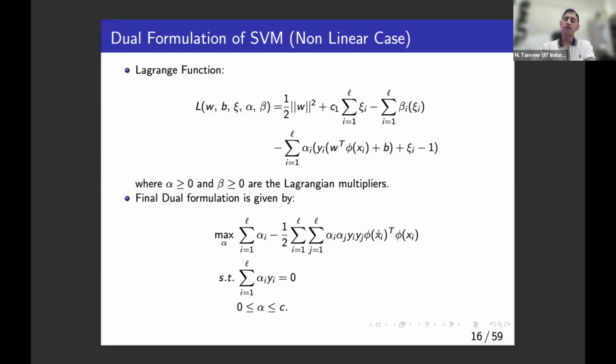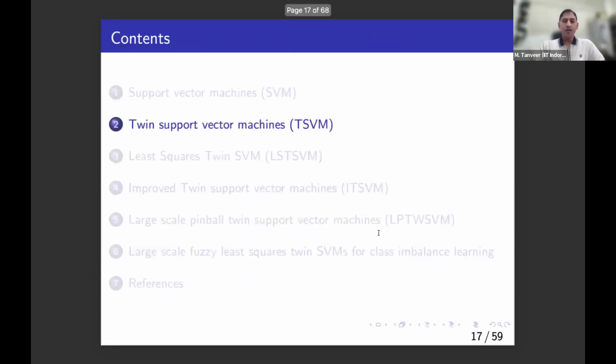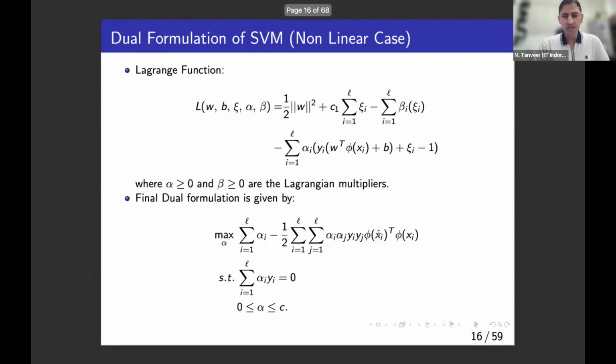So many kernel functions are available in the literature. One can go and directly use it. So this is the beauty of support vector machines: to handle highly complex data linearly. So I hope that this concept is clear for many of you.